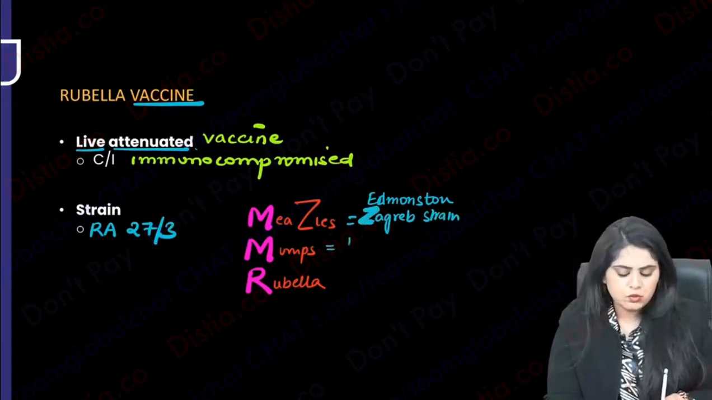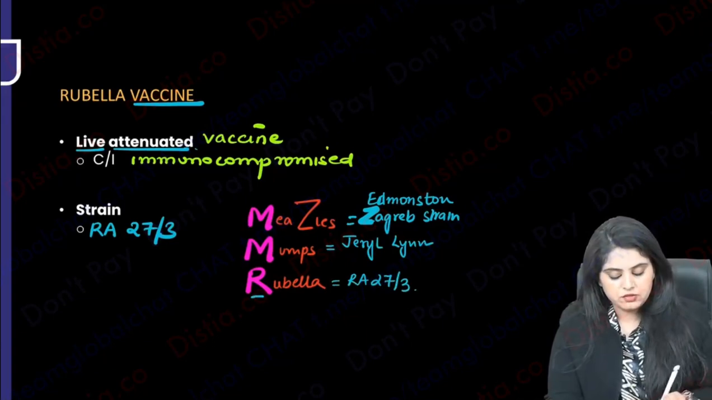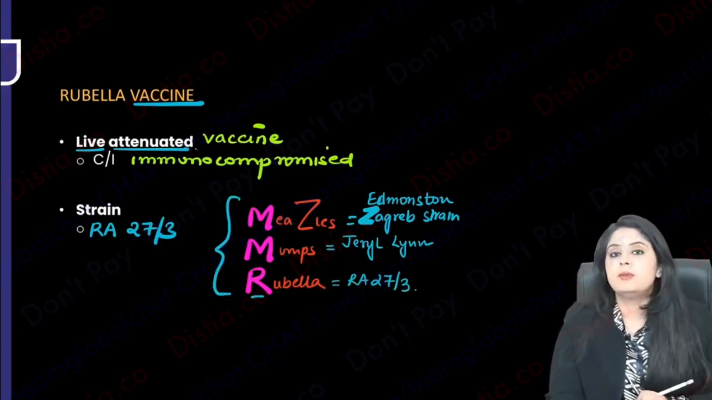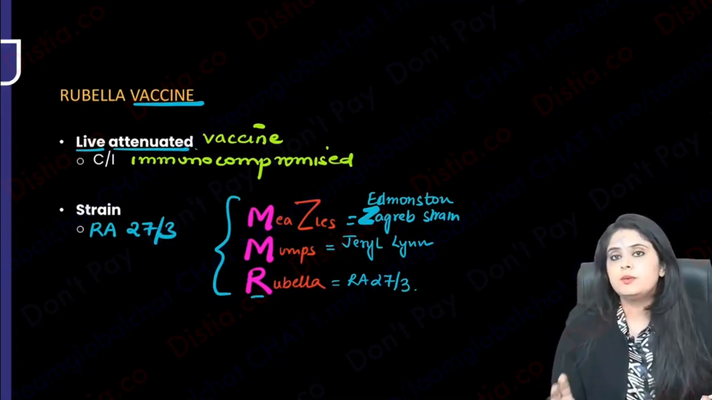Mumps, I told you, was a cute little kid called Jerry. So that was Gerald Lynn strain. And rubella, R for R, is going to be RA27/3 strain. And that wraps up your rubella as well. So Togaviridae family is done. We are done with chikungunya. We are done with rubella.